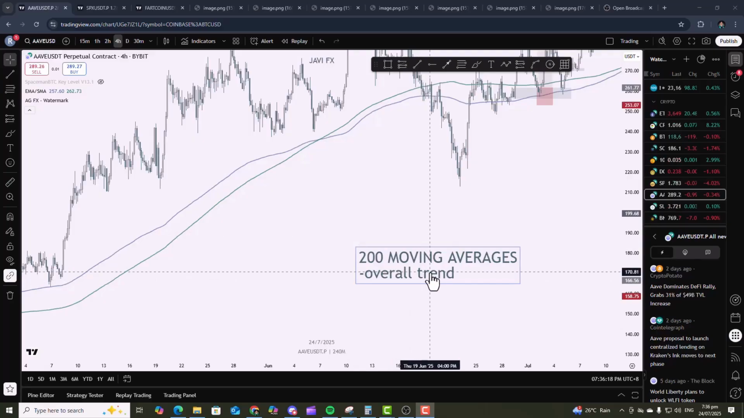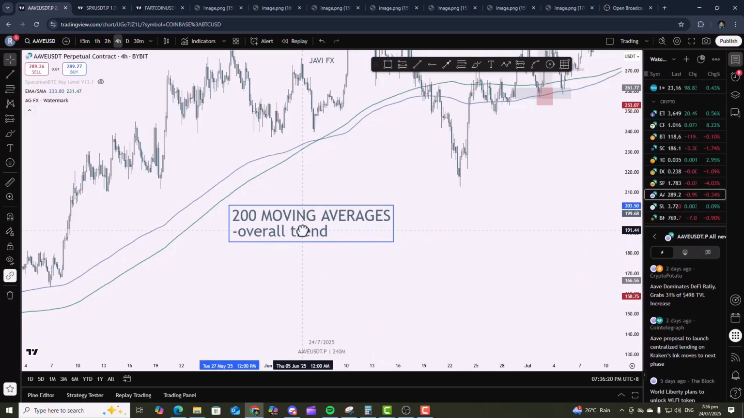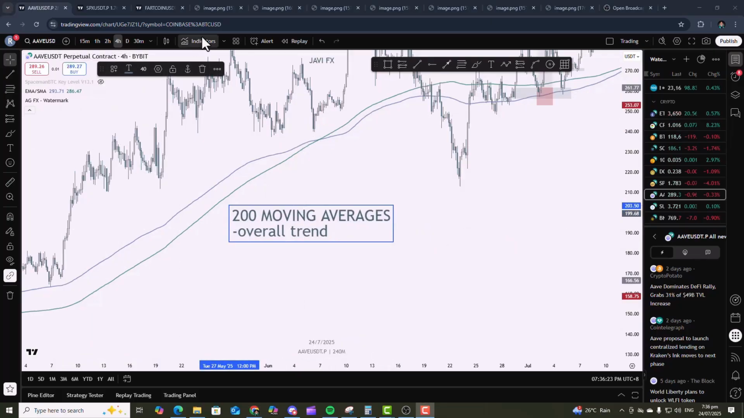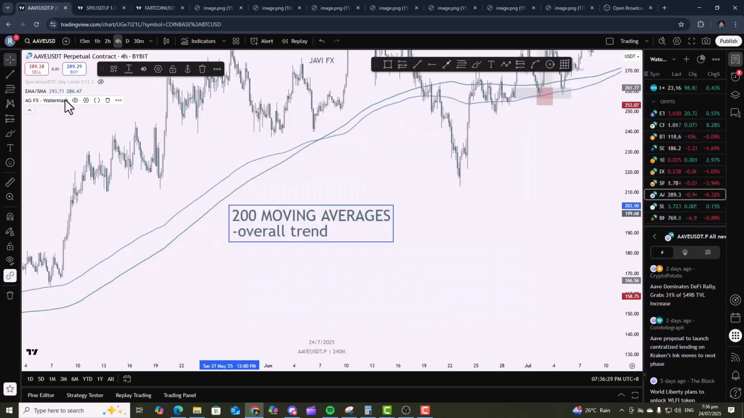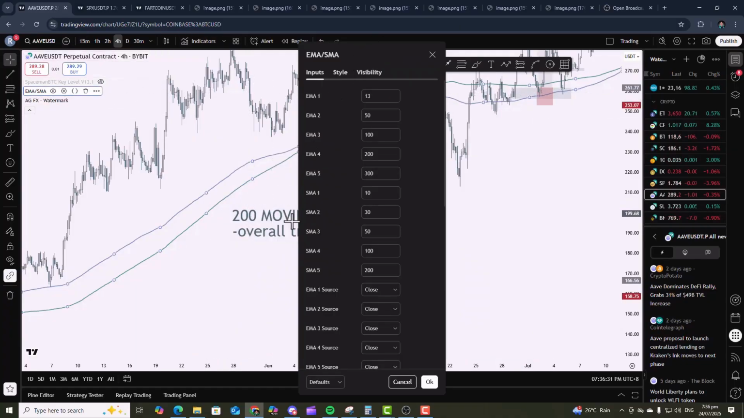So now let's talk about the 200 moving averages. All right, so how do we set it up? Type EMA slash SMA, and this will pop up, right? So we have this drop box here. We only set the EMA 4, which is 200, and SMA 5, which is 200.